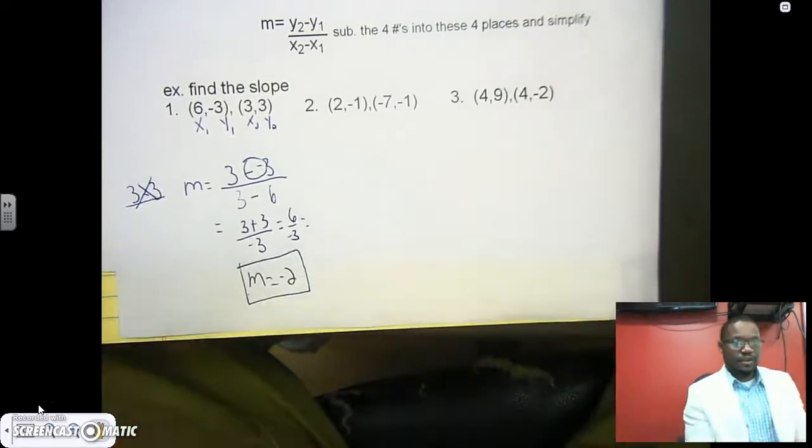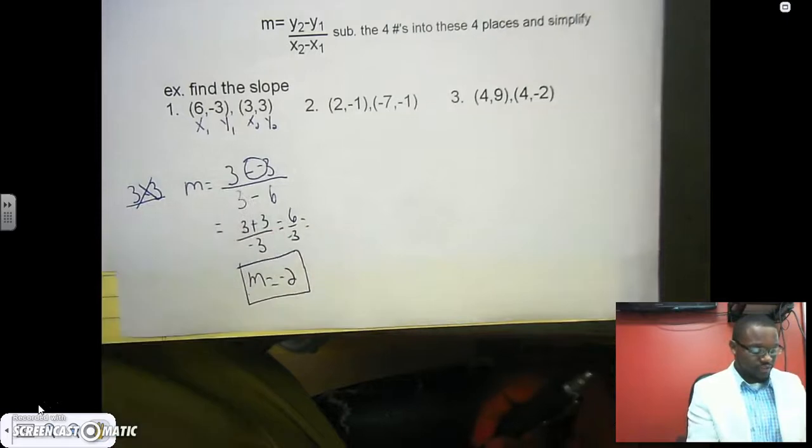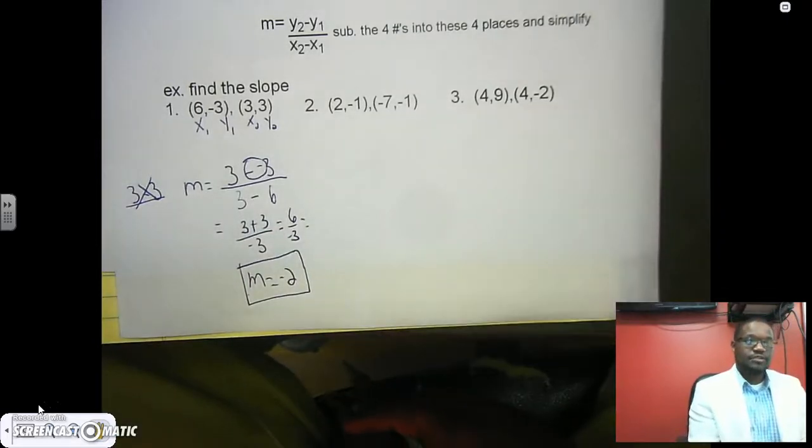Now, this is several steps. You don't have to go through all of that. You can go from here to here if you choose to. But this is just showing you how you get that.